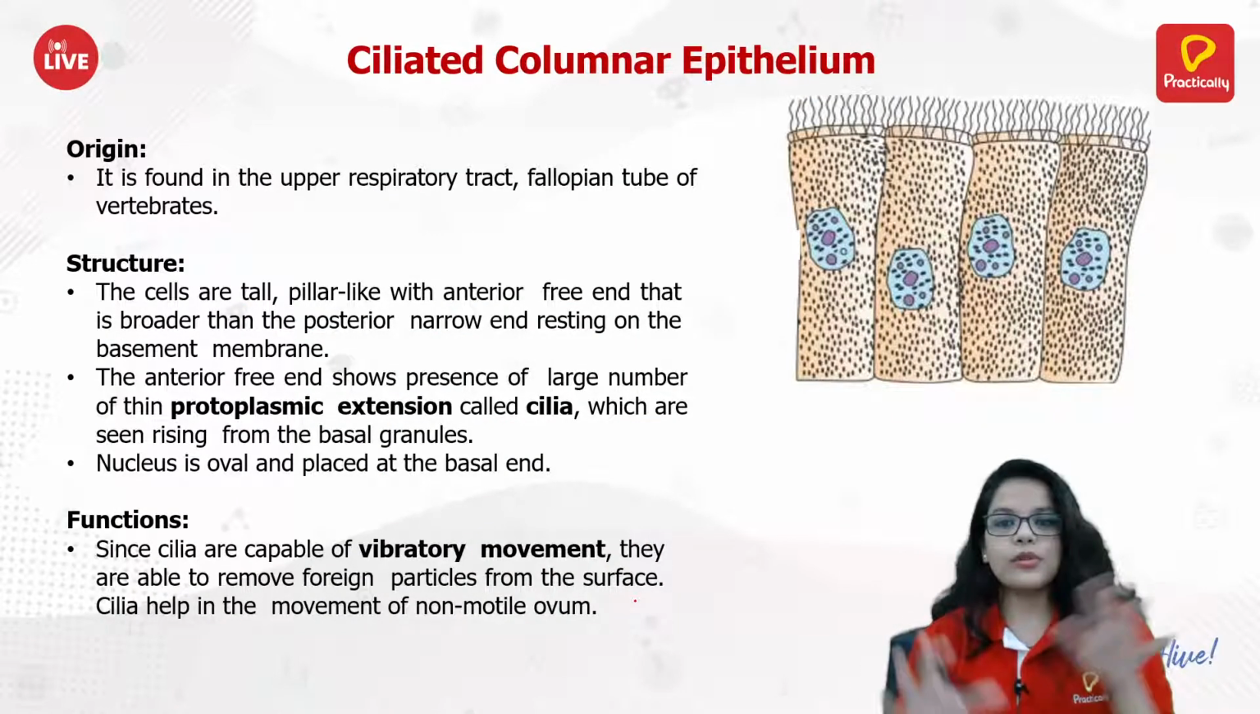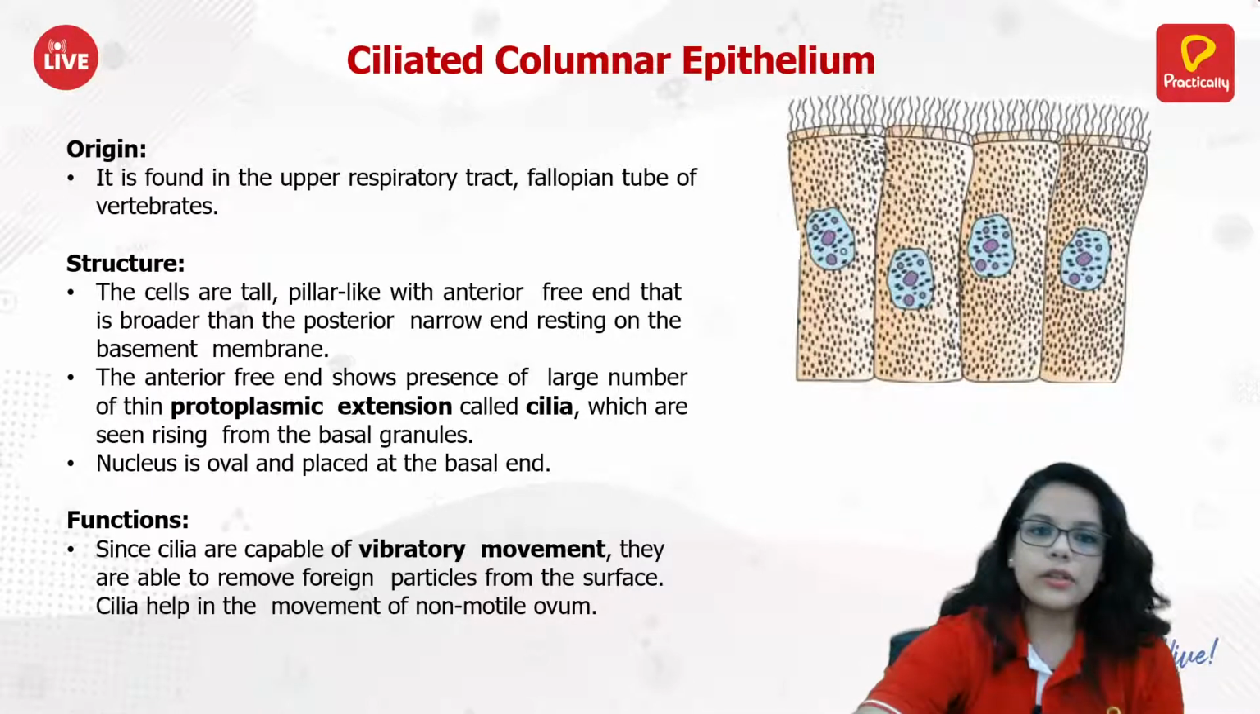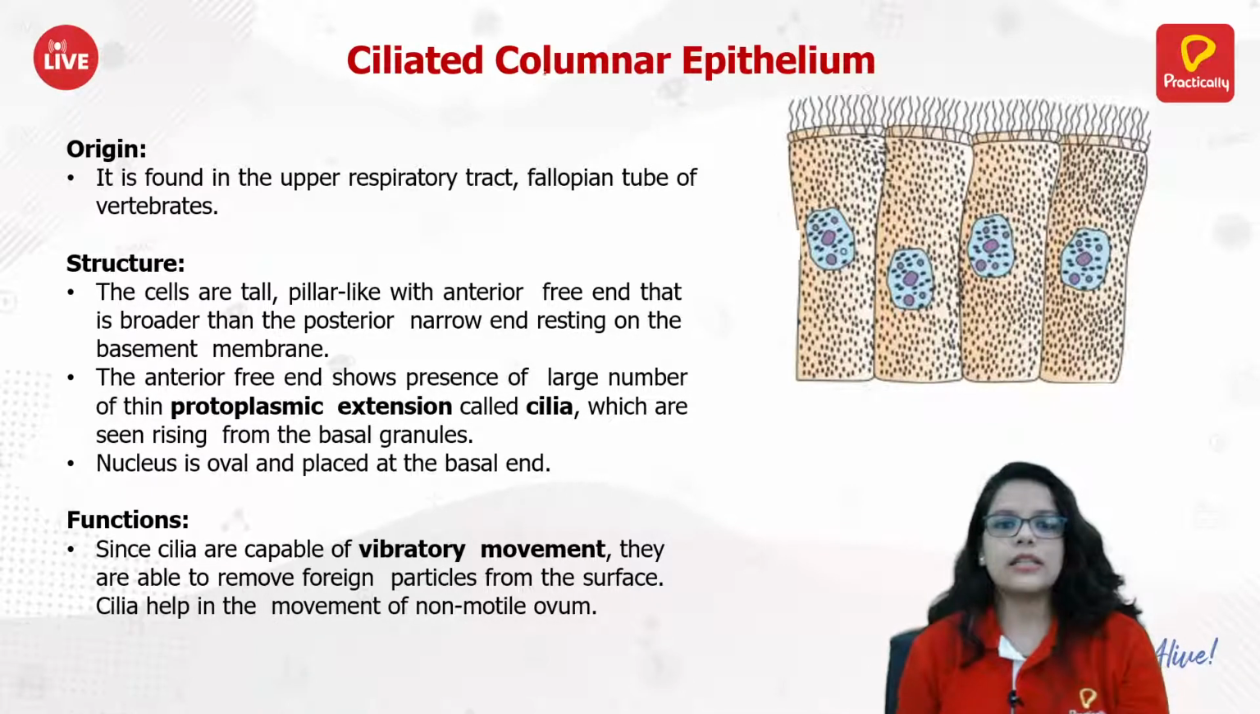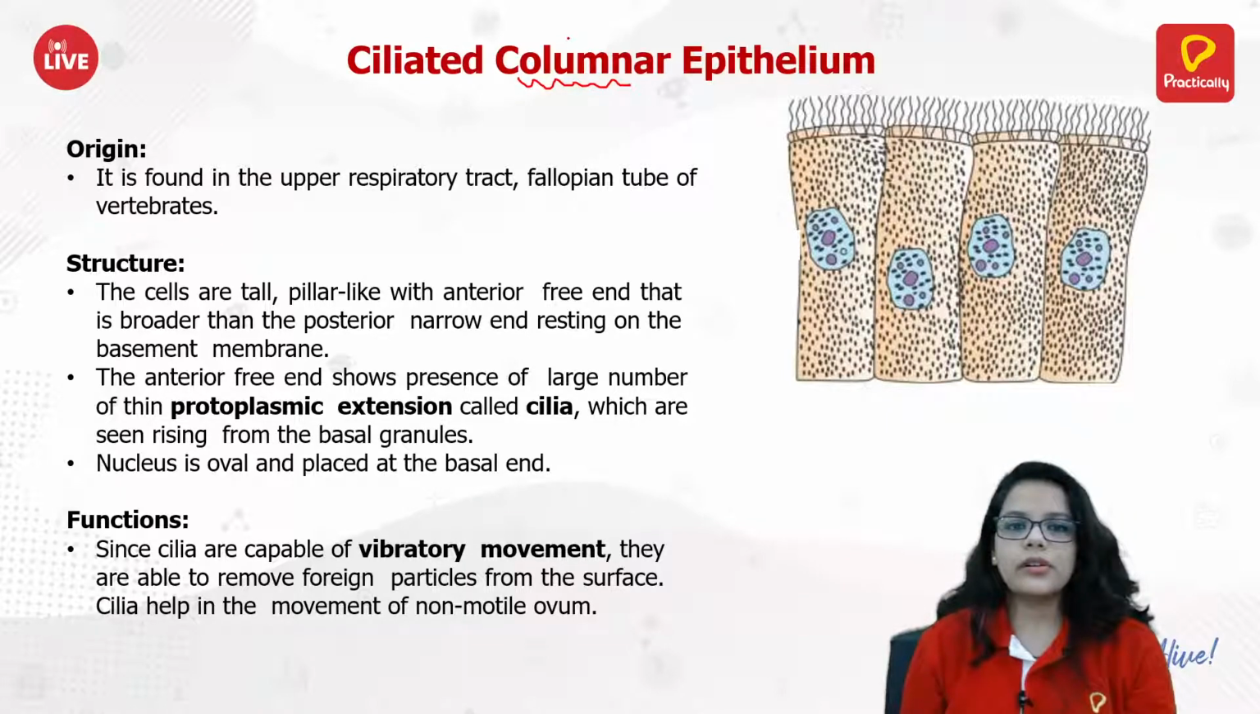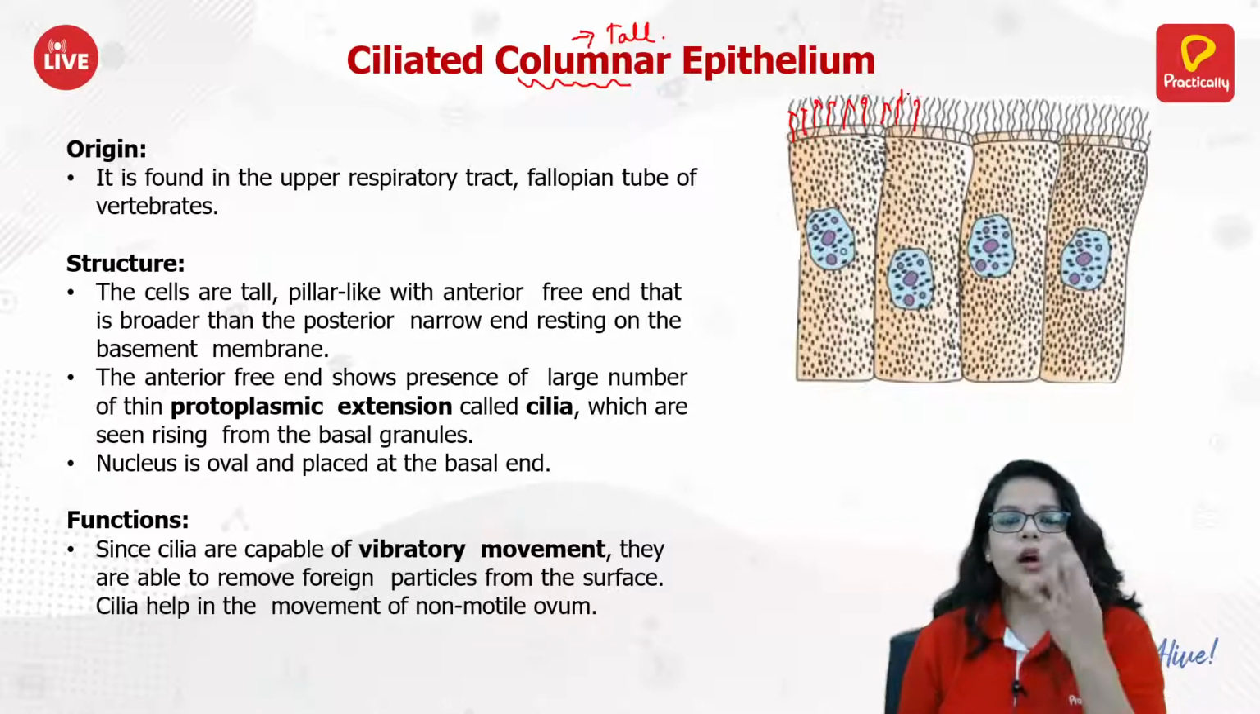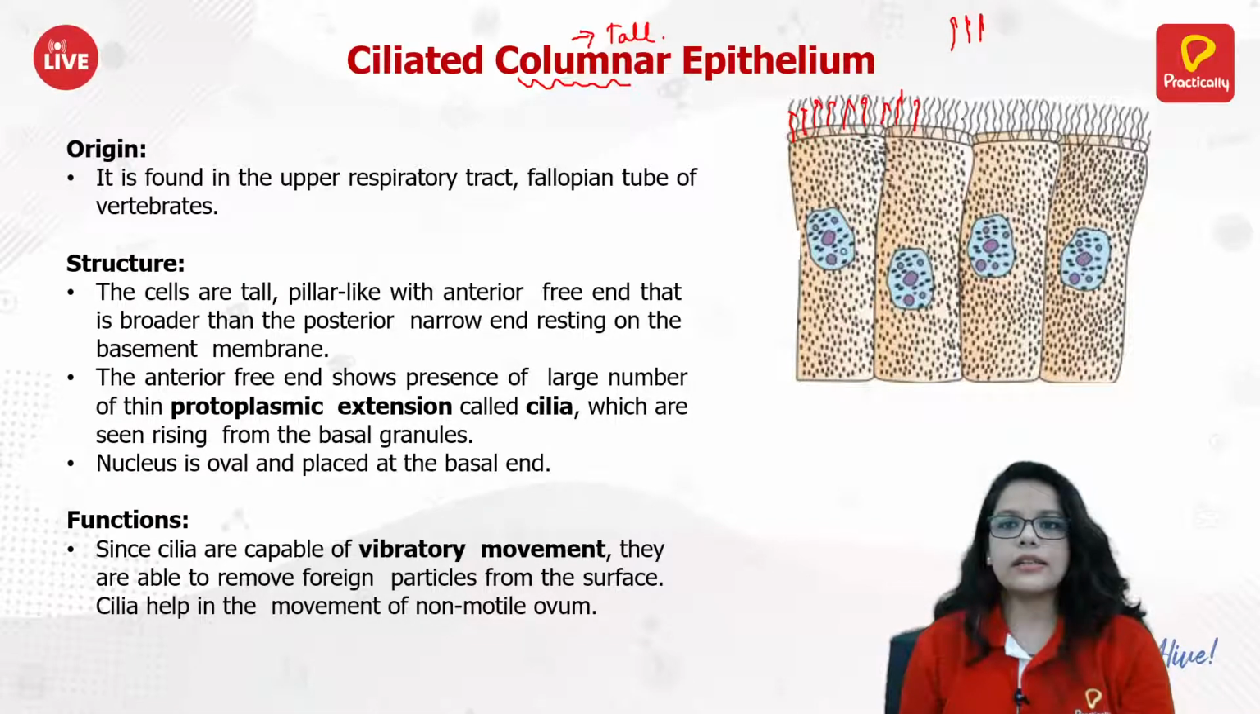Ciliated columnar. So these are columnar only. So they have a height. Ciliated columnar. Why columnar? They are tall. Okay, and they have cilia. See, these outgrowths you can see like this, like this.